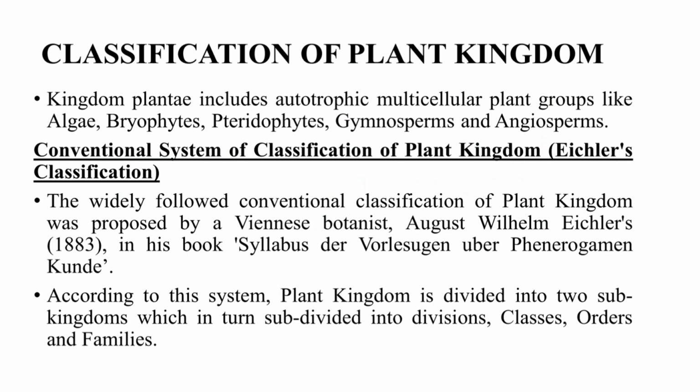So at first, Eichler gave a systematic classification system. The widely followed conventional classification of the plant kingdom was proposed by Viennese botanist August William Eichler in 1883. According to that system, the plant kingdom is divided into subkingdoms, which in turn are subdivided into divisions, then classes, then orders, and the orders are divided into many families.